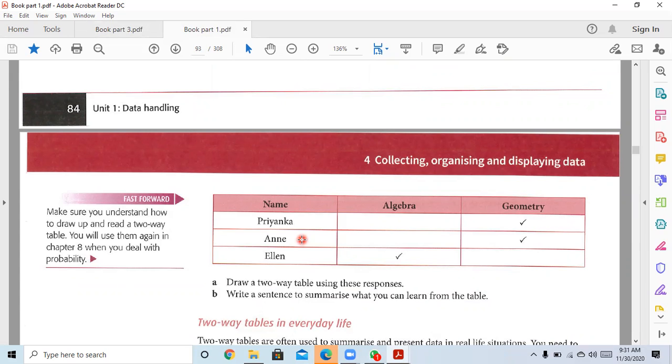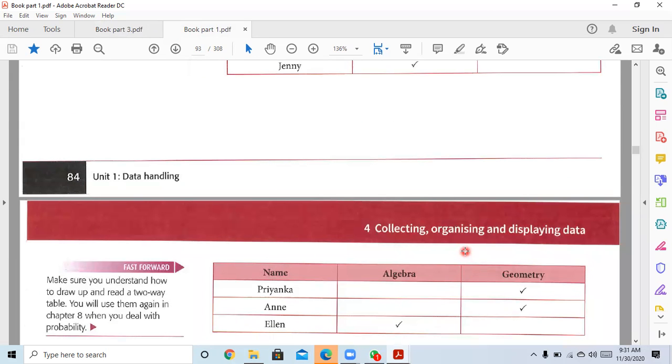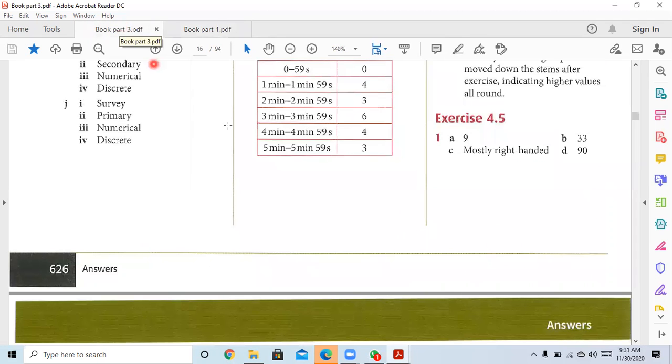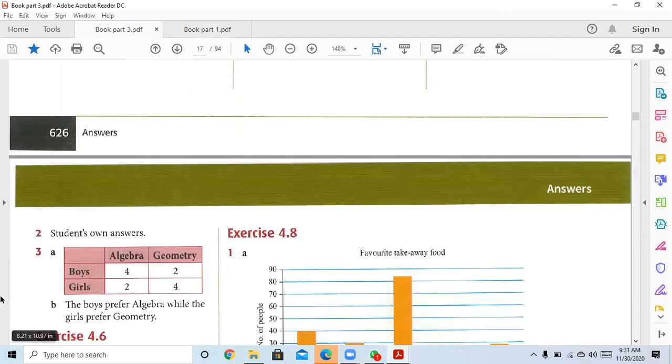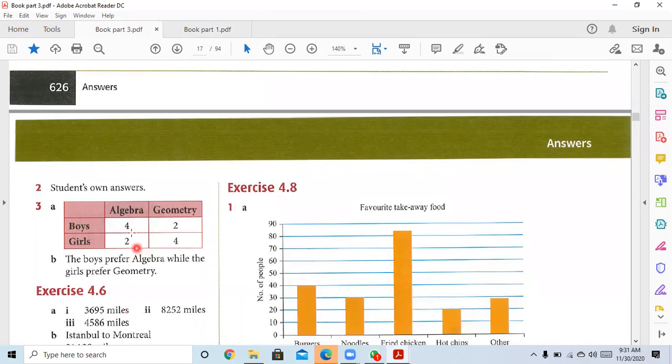So draw a two-way table using these responses, and write a sentence to summarize what you learn. You can draw the same table and just count how many have algebra and how many have the rest. Here you write boy and girl, here you write algebra and geometry. Later on you just mention like that: boys prefer algebra while the girls prefer geometry.